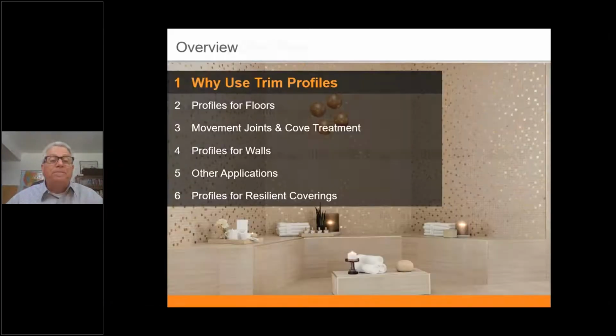Okay, so first thing we want to do though is talk about why do we need these profiles? What's the genesis of them? What's really the motivation to have them? And then we're going to go through the various type of profiles.